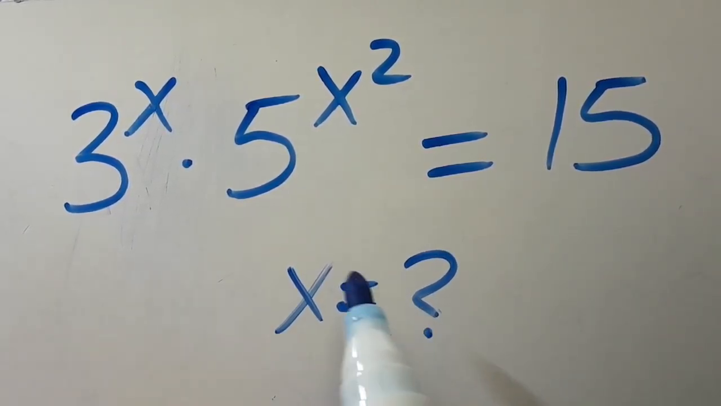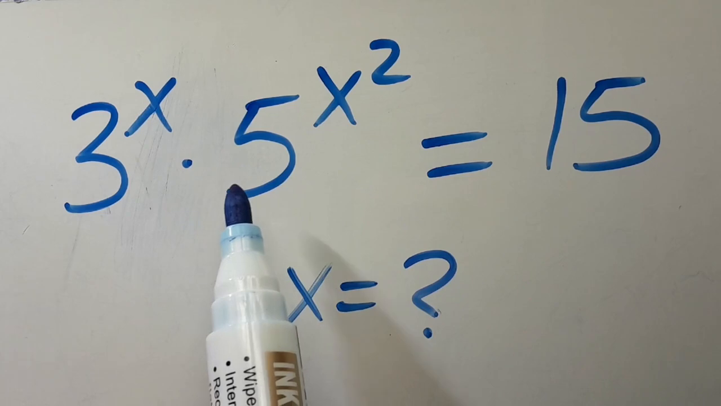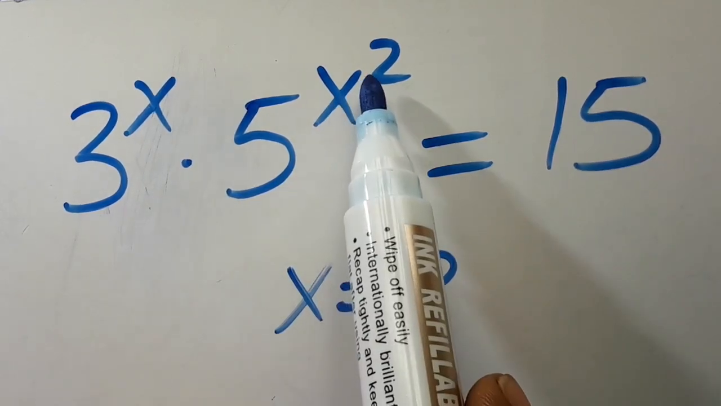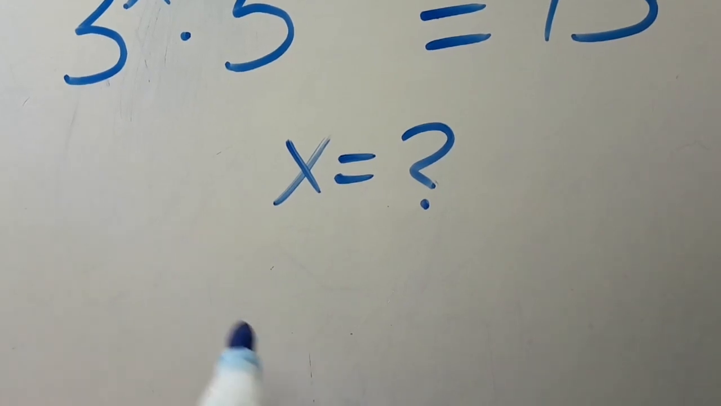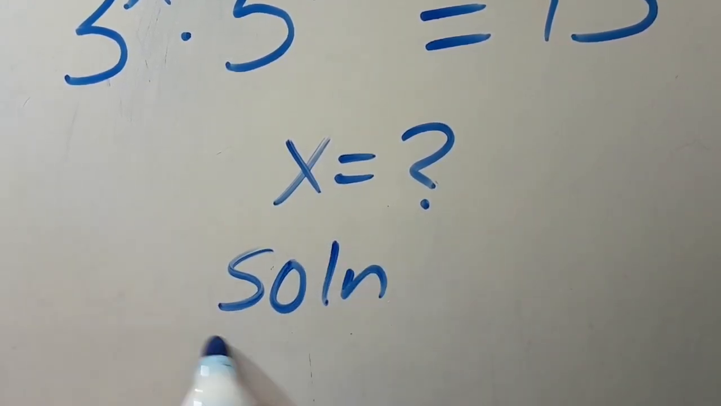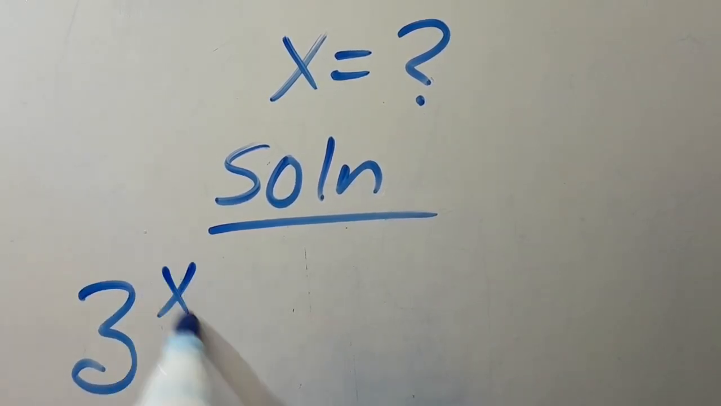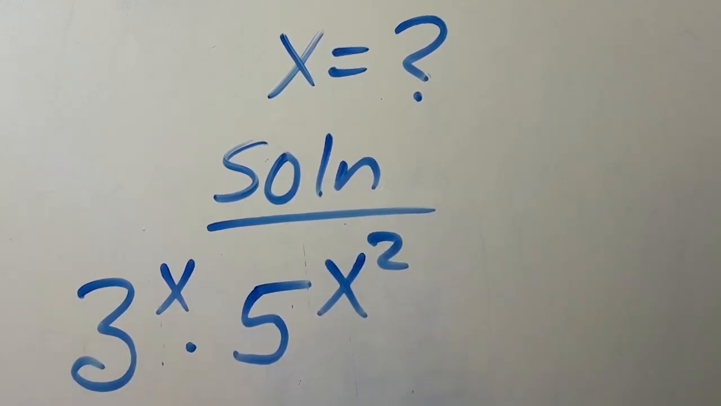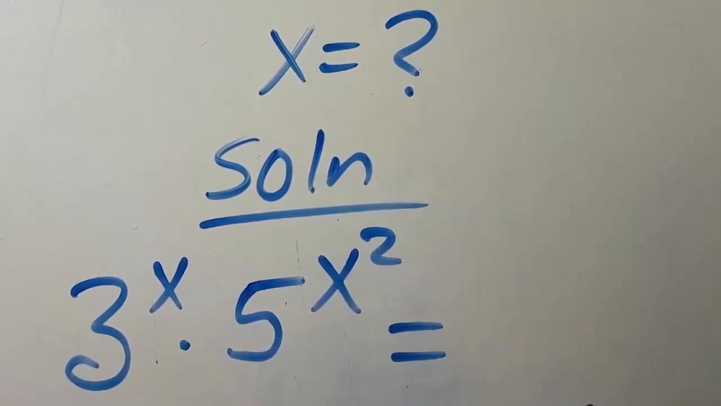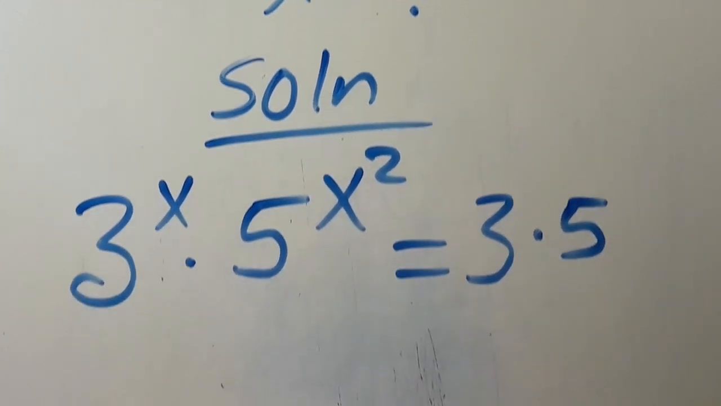What will be the value of x given that you have 3 to the power of x multiplied by 5 to the power of x squared equals 15? Let's have the solution. So we have 3 to the power of x multiplied by 5 to the power of x squared. Then we can simplify 15 as 3 multiplied by 5.